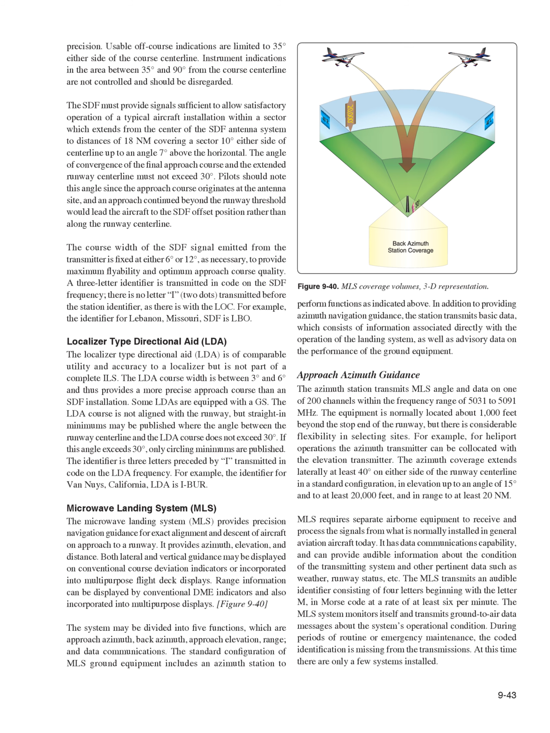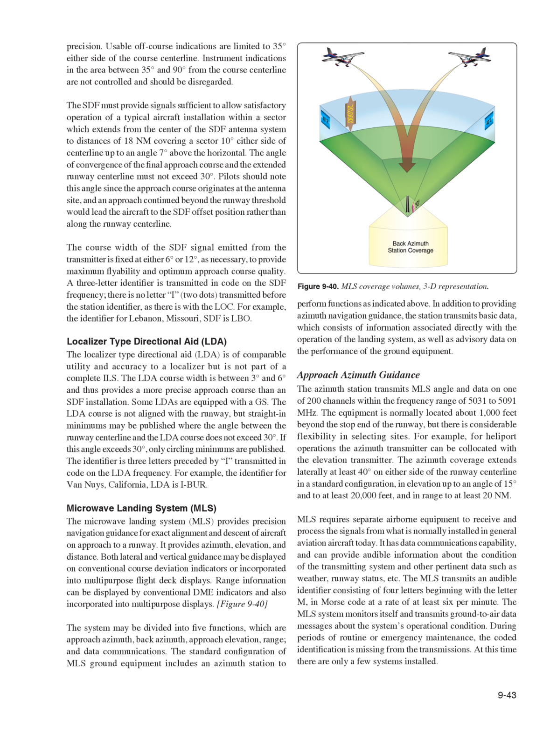The SDF must provide signals sufficient to allow satisfactory operation of a typical aircraft installation within a sector which extends from the center of the SDF antenna system to distances of 18 nautical miles, covering a sector 10 degrees either side of centerline up to an angle 7 degrees above the horizontal.